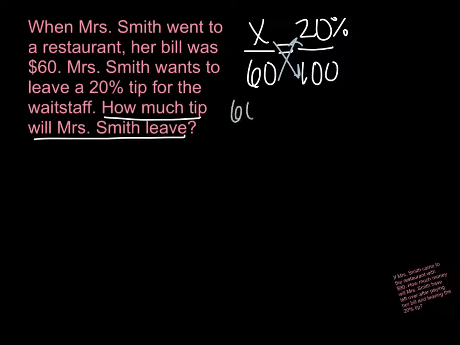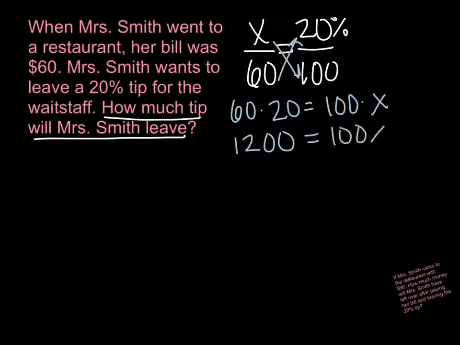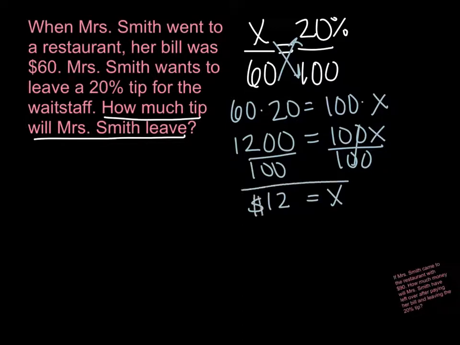All right, 60 multiplied by 20 equals 100 multiplied by x. Notice I'm writing out these steps. It's not just for me, it's not just for you, it's about your process and understanding where these numbers are coming from. So 60 times 20 is 1200. 100 times x is just 100x. We're going to divide both sides by 100 and find out that x is going to equal $12. Okay, $12 answers the question of how much tip will Mrs. Smith leave? So now let's look at the next part of this question.